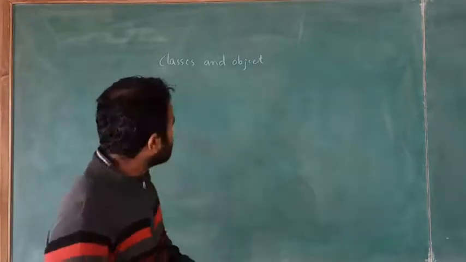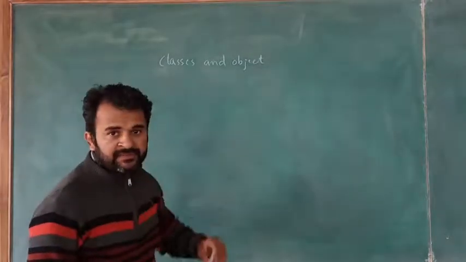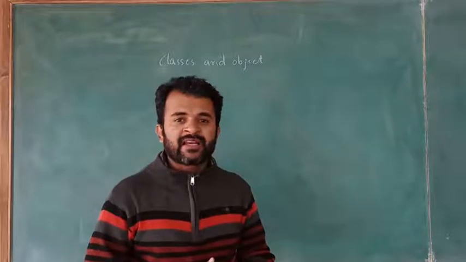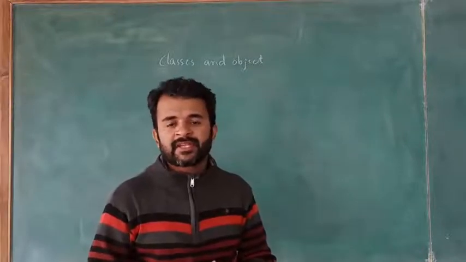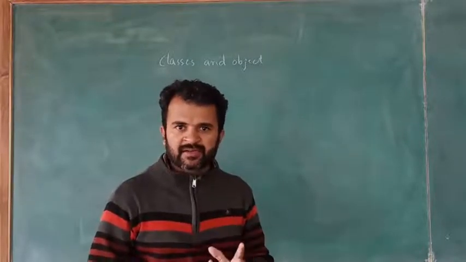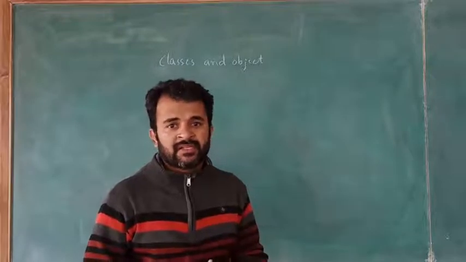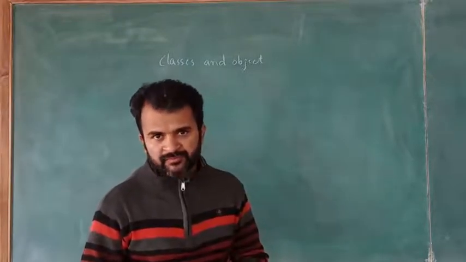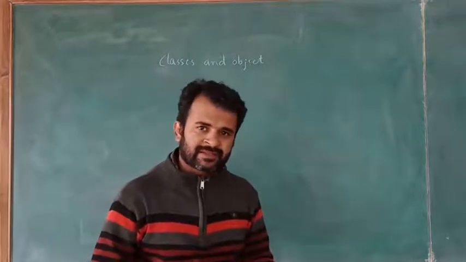So second, the object. Definition of the object: it is the collection of data members and associated member functions. What is an object? The object is the collection of data members and member functions.